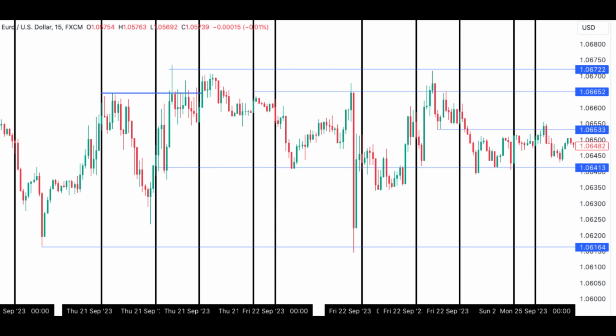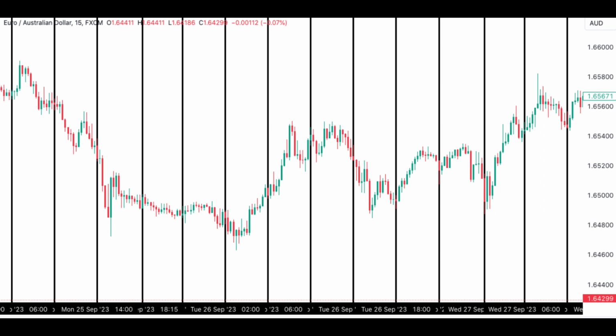The entry confirmations to look out for are rejection wicks like the shooting star candlestick or a bullish engulfing candlestick on the horizontal line. Once you have your entry, you place your stop loss just below or above the entry candlestick. Another example here from EURUSD.